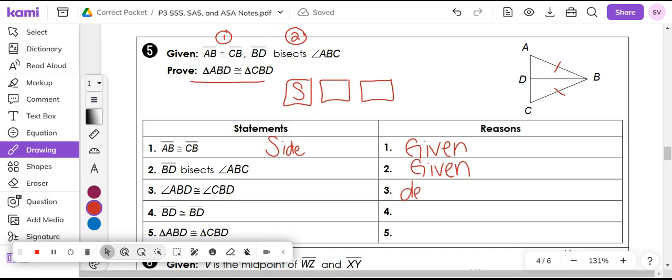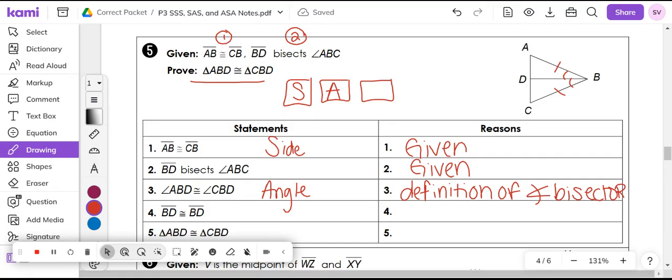So if that ray is cutting the angle in half, then that means that that ray, that segment is an angle bisector. So definition of angle bisector would be your reason for saying number 3, because ABD is this angle and CBD is this angle here. Okay, so we got a pair of angles now. I'm going to put an A in my checklist. I need one more thing. Okay, and then we're in a when in doubt, look for either something reflexive or look for a pair of vertical angles, just because we ran out of information to pull from what we were given.